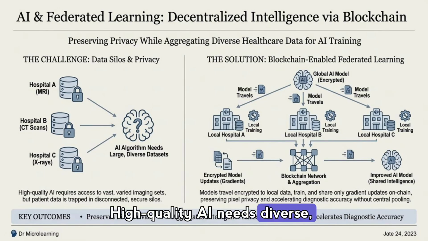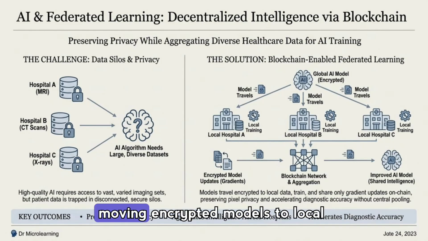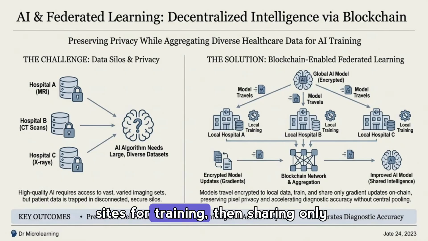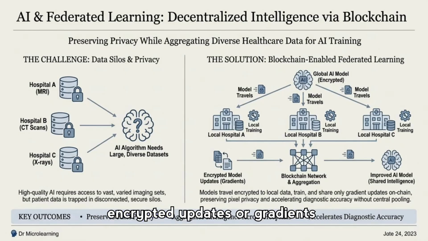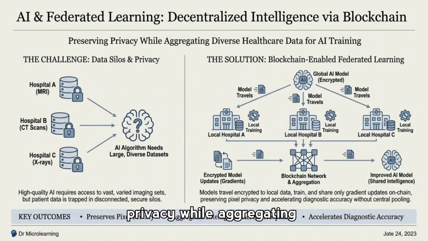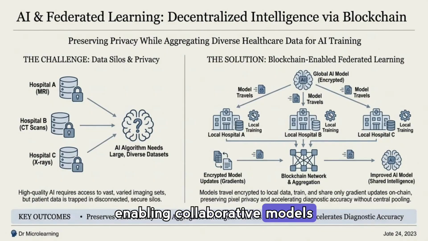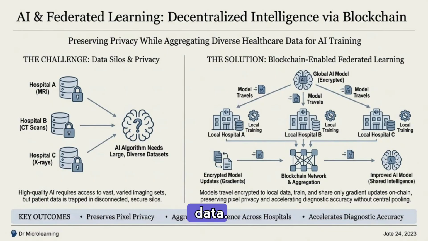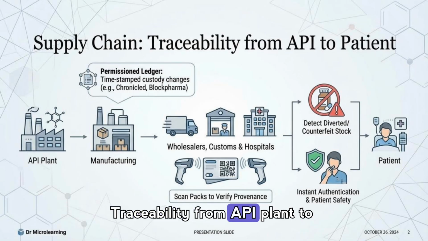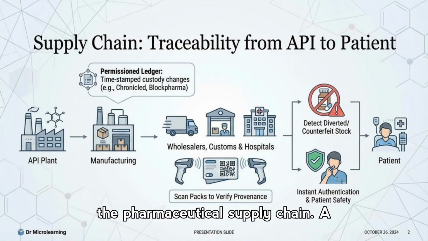High-quality AI needs diverse, private data, but hospitals are siloed. Blockchain-enabled federated learning solves this by moving encrypted models to local sites for training, then sharing only encrypted updates or gradients on-chain. That preserves pixel-level privacy while aggregating intelligence across hospitals, accelerating diagnostic accuracy, and enabling collaborative models without centralizing raw patient data.